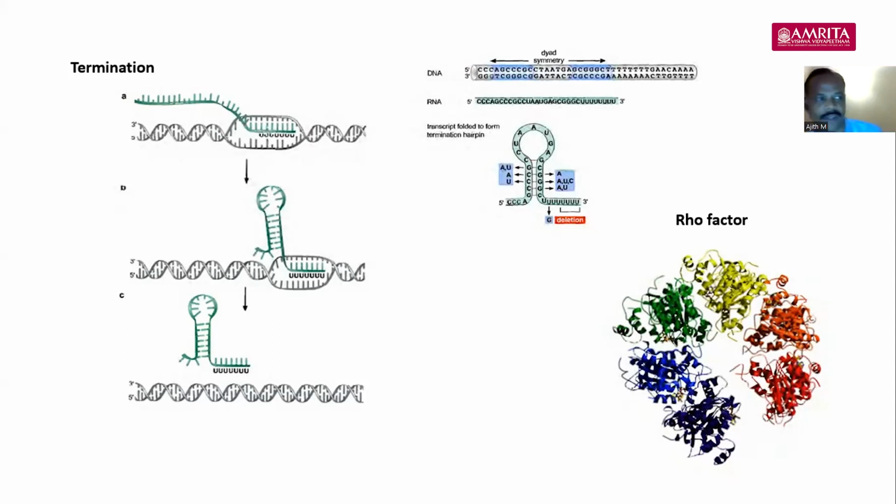Now listen very carefully. I'm not sure I'll be able to convey it, but this is what beautifully happens. The polymerase is moving and it hits the termination site. What is the termination site? This is the site. Now it crosses that site. Once it crosses the site, that sequence comes into the RNA molecule because it is also transcribed.